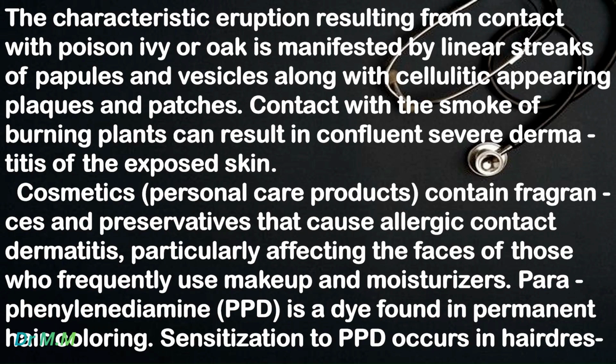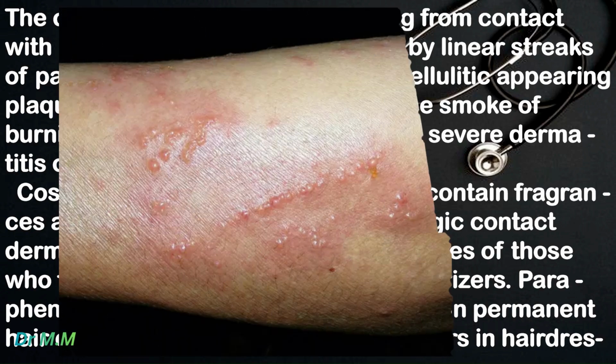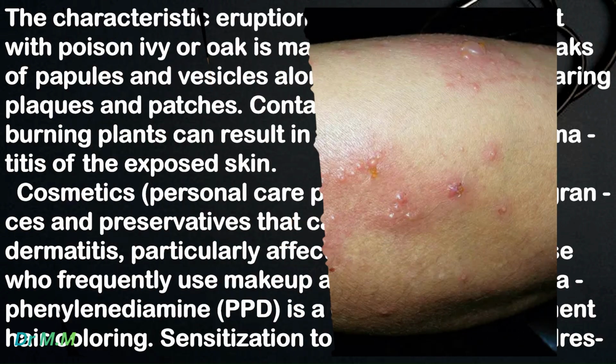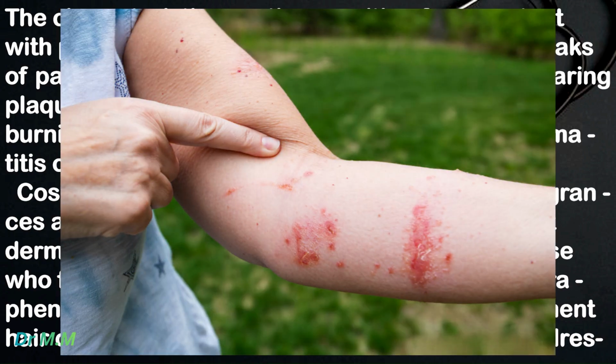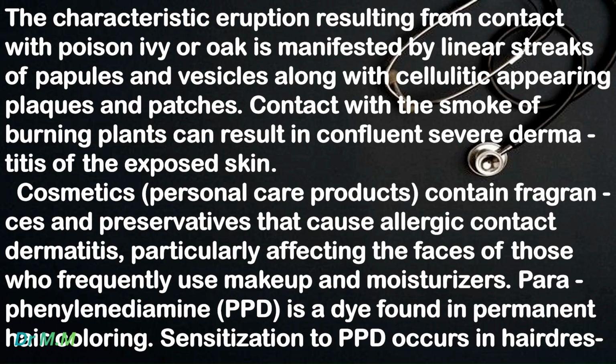The characteristic eruption resulting from contact with poison ivy or oak is manifested by linear streaks of papules and vesicles, along with cellulitis-appearing plaques and patches. Contact with the smoke of burning plants can result in confluent severe dermatitis of the exposed skin.